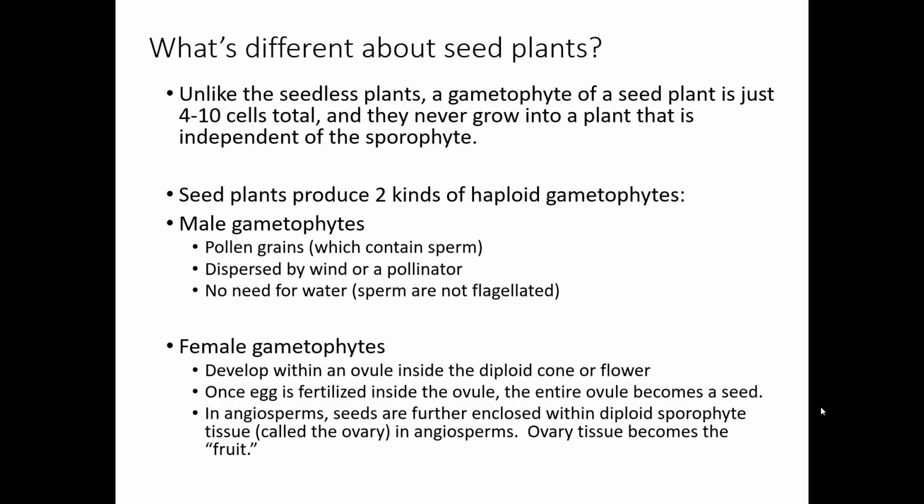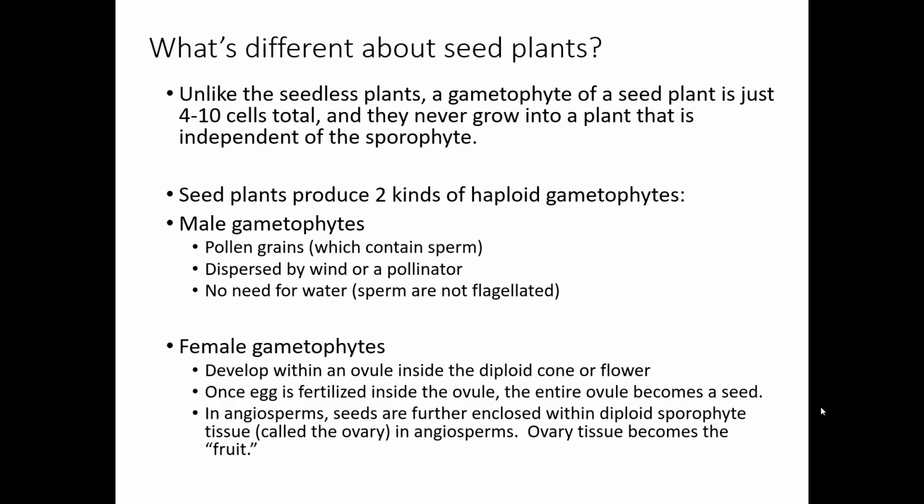So there are two types of gametophytes that seed plants make. This is not unusual. This is similar to the seedless plants. There are male gametophytes, there are female gametophytes. In the seed plants, male gametophytes are contained in the pollen grains, and the pollen grains contain the sperm. It's perfectly fine to think of the pollen as the male gametophyte. Sometimes we say it contains the male gametophyte.